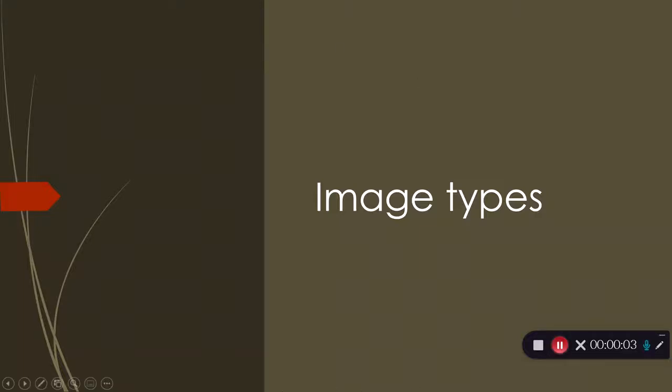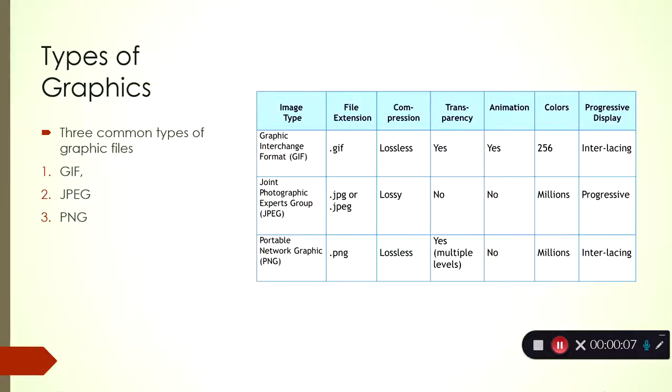Hello everyone. In this video, you're going to learn different types of images. You might already be familiar with different types of images like GIF, JPEG, and PNG. Most of the time on our mobile phones, what we normally use is JPEG images. We will look at the characteristics of each image type. You should be familiar with the file extensions like GIF, JPEG, and PNG.